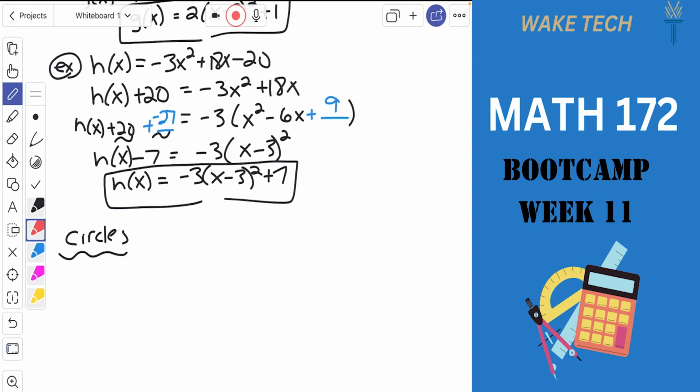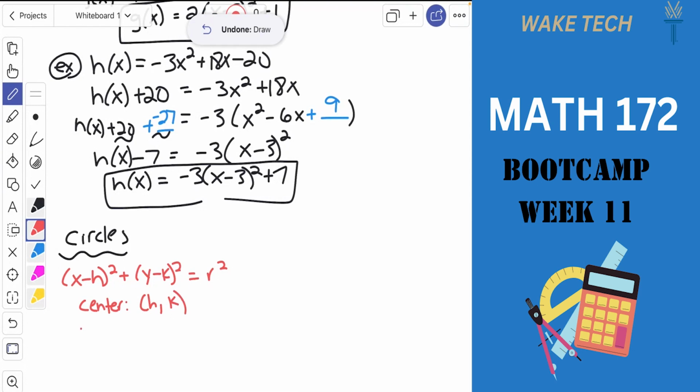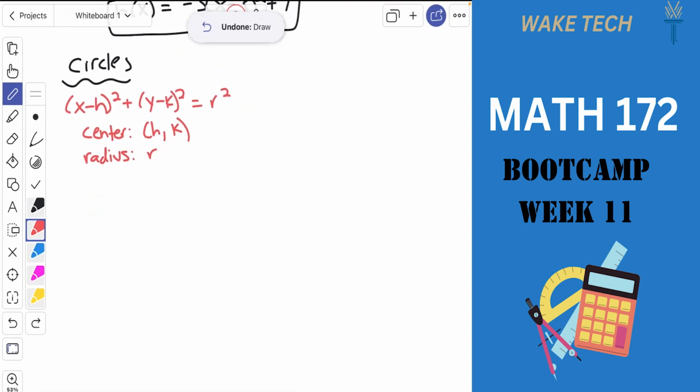But the standard form for the equation of a circle is (x minus h) squared plus (y minus k) squared is equal to r squared. H and k tell us the center, they're the ordered pair for the center of the circle. R is the radius. So one of your biggest tasks for the week is going to be taking these equations and actually creating the graphs of them.